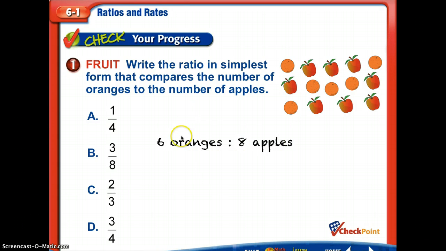Now, it says here, simplest form. So we need to think of a number, which is the greatest common factor, that we can divide both 6 and 8 by, and it should be the highest one. What number should we use to divide both numbers? We can use 2 to divide both numbers, and if we do, we divide 6 by 2, you will get 3, and you divide 8 by 2, you will get 4. So we're looking for 3 is to 4. So that should be 3/4.